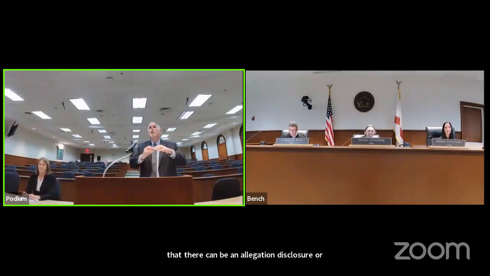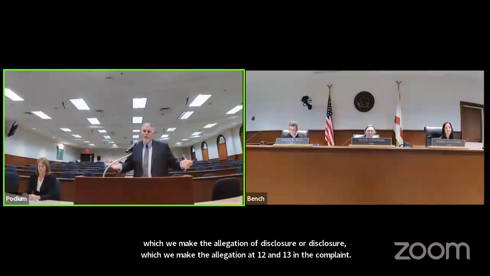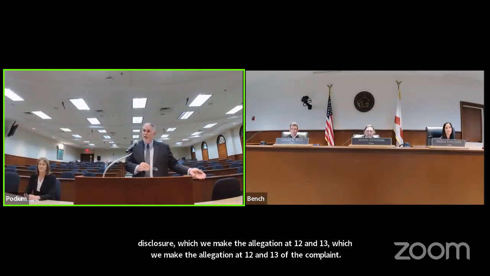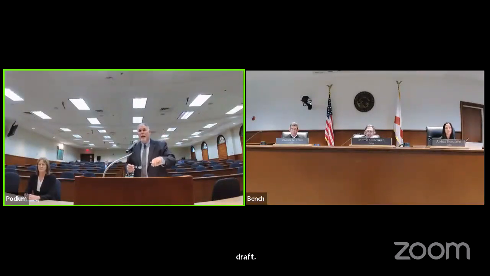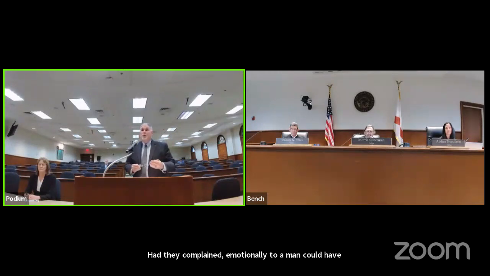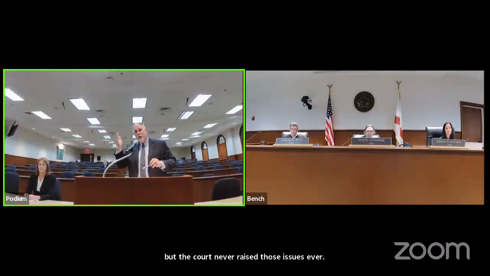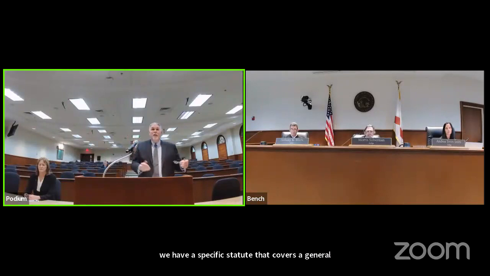If that's an allegation of disclosure to the entire world, assuming that's too broad an allegation, and I would concede that's probably not the greatest way to draft, had they complained, a motion for leave to amend could have been granted. A dismissal with leave to amend in 10 days to make specific allegations could have been had. But the court never raised those issues. The court said litigation privilege protects them, and that a specific statute covers a general statute, without ever finding a conflict. And we keep coming back to this issue of posting.